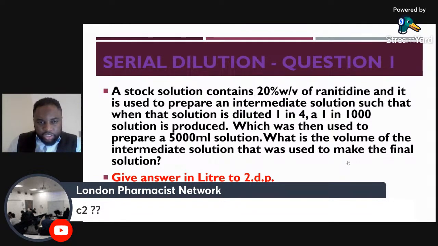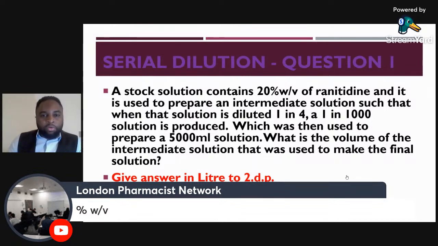What is the concentration of the final solution? In percentage weight per volume. Percentage concentration when you're using C1V1 has to be in percentage. All right, percentage means in 100. Now, when it comes to the question, it tells us that a 1 in 1,000 solution is produced. So 1 in 1,000 is the concentration, but that is grams in 1,000.